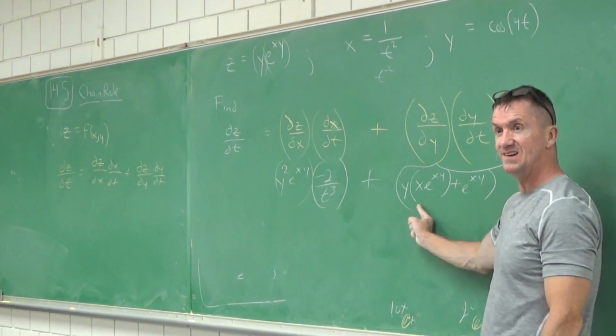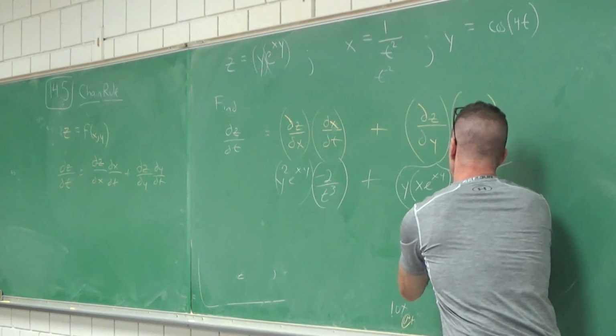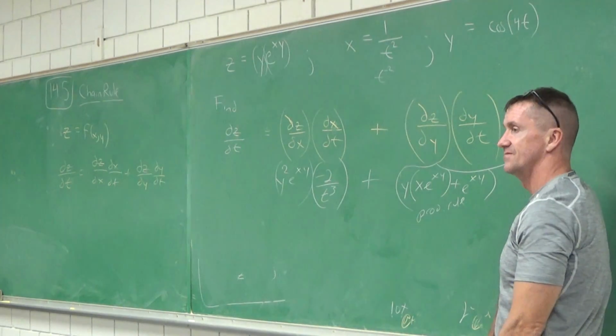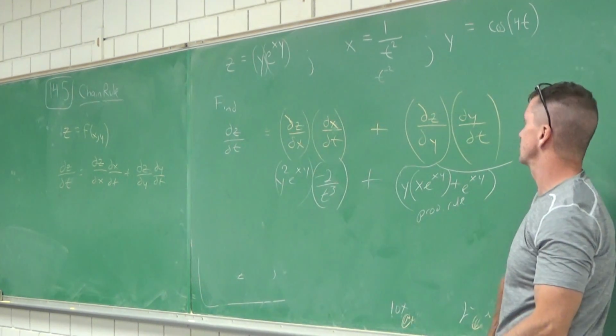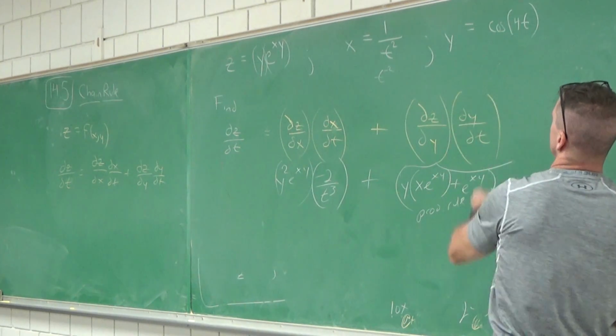Was everyone okay with that? I just did product rule. You don't use it too often with partial derivatives, but we needed it there. Every once in a while you need a quotient rule. We haven't needed that yet. Just remember chain rule.